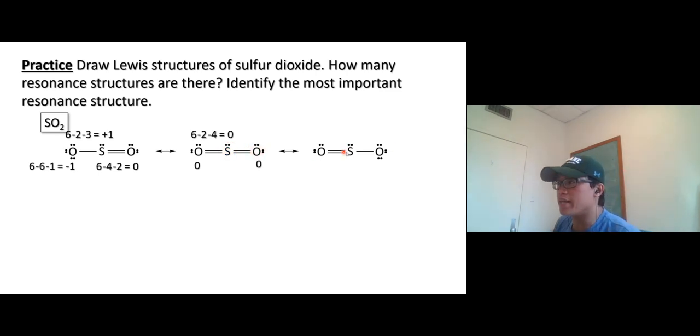Now this structure on the right is similar to the structure on the left side. The double bonded oxygen is 0. Sulfur in the middle has 3 bonds, so 3 bonded sulfur is +1, and the single bonded oxygen is -1. So who is the most important structure? The one in the middle. The real sulfur dioxide looks more like this one, and the other two contribute to the real structure just a little.